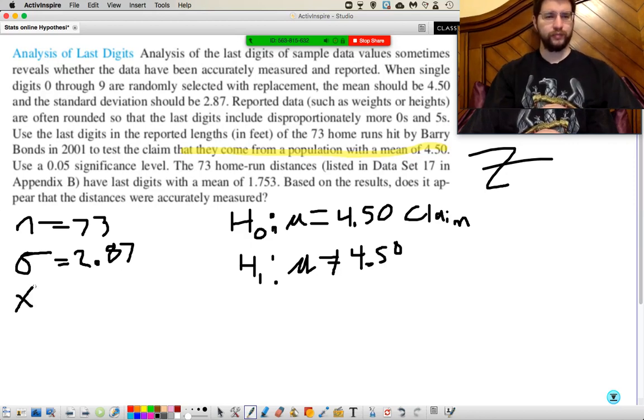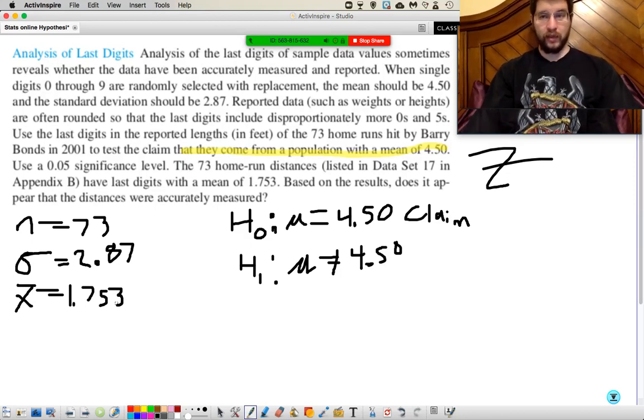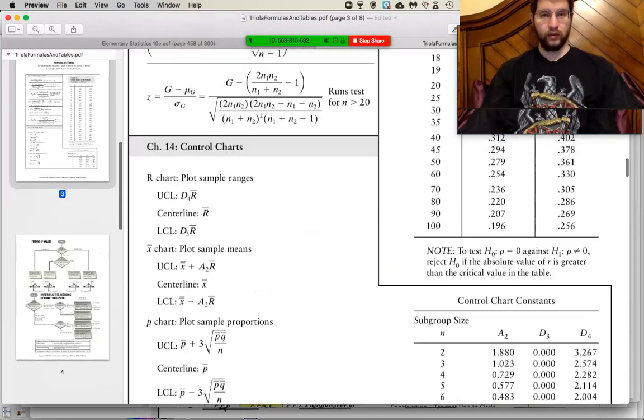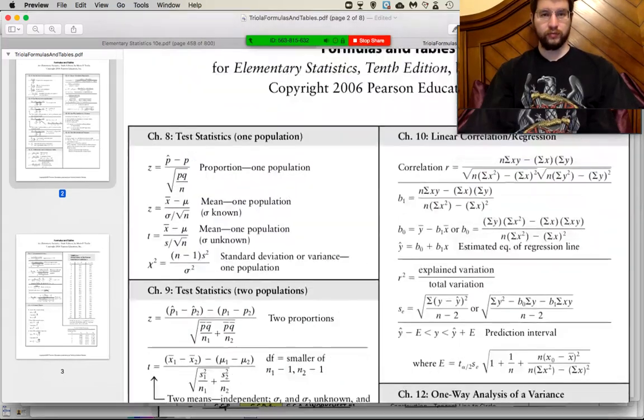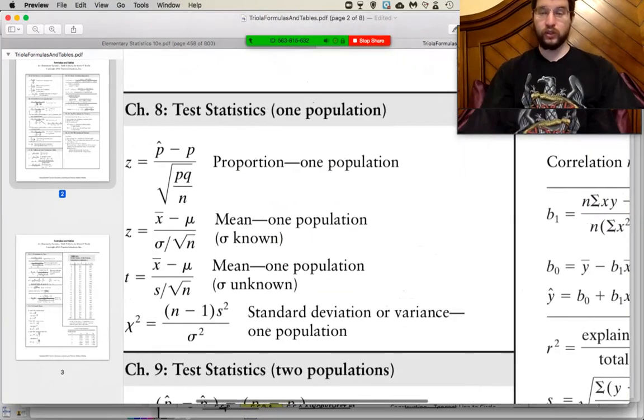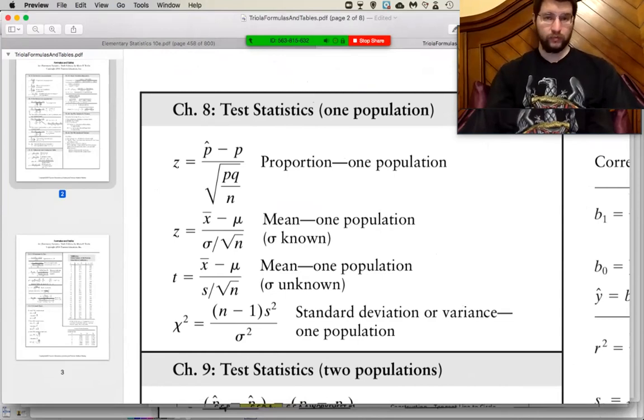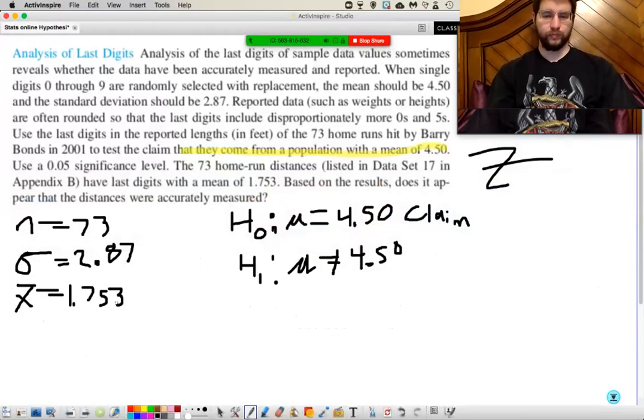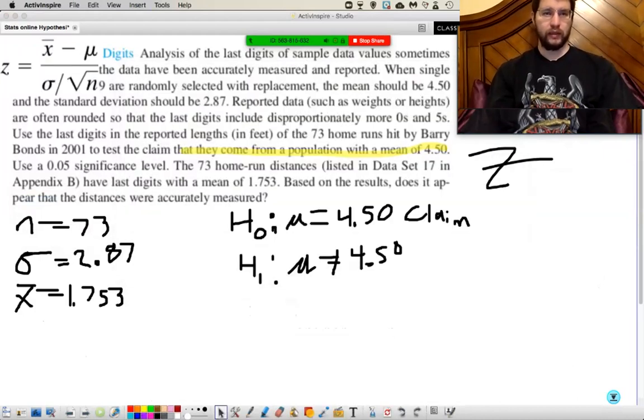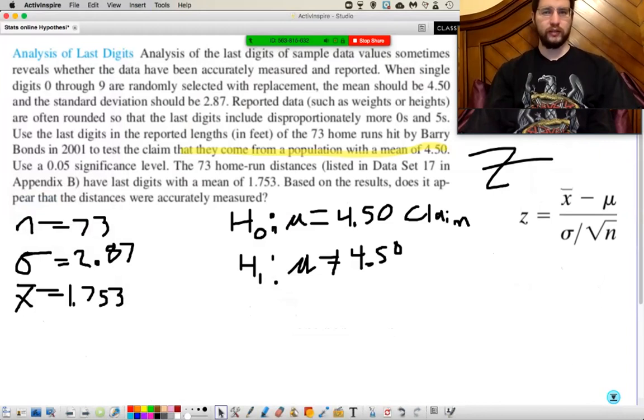We're given X bar, 1.753. So that means we look on our formula sheet, right here, we're using a z-test. So that's the formula we're using to get our test statistic. Of course, TI users just type in all the info when you're done, just hit stat test 1 instead of stat test 2. Alpha, 0.05.